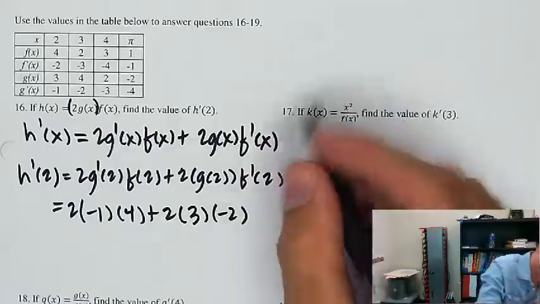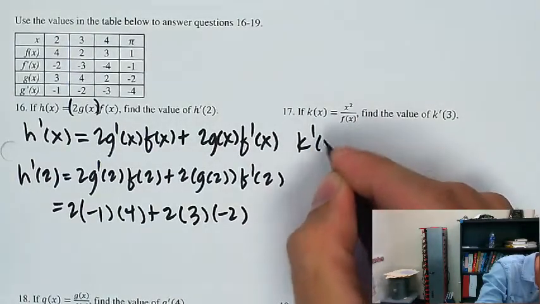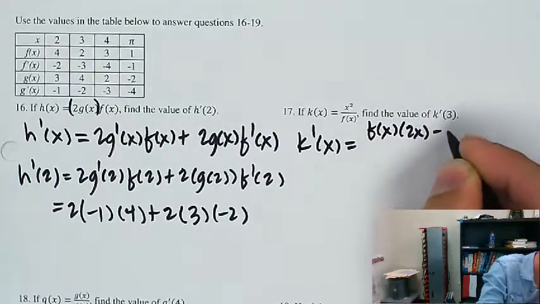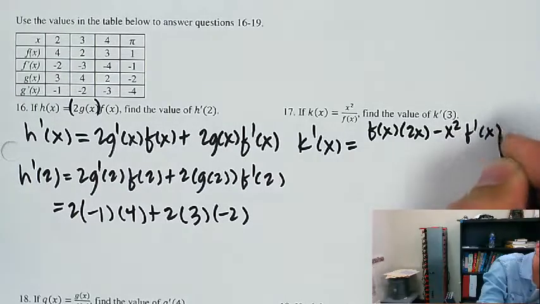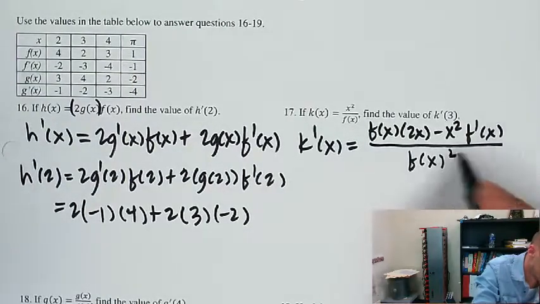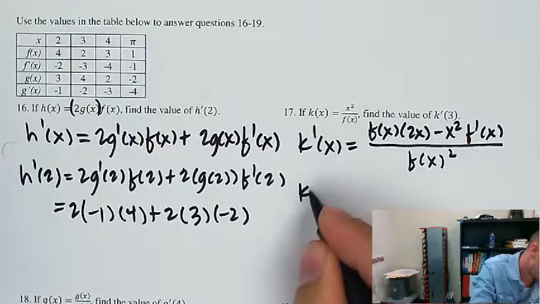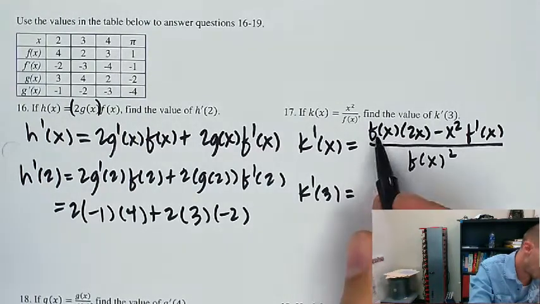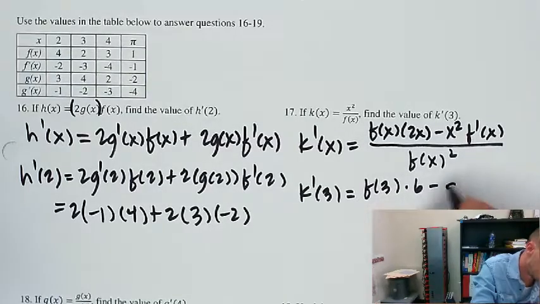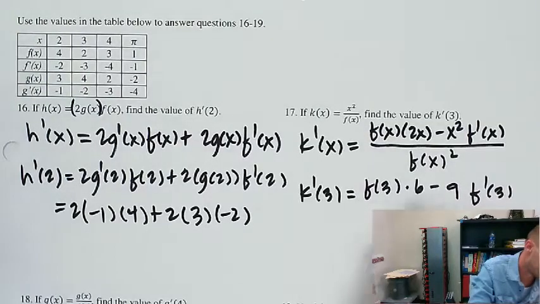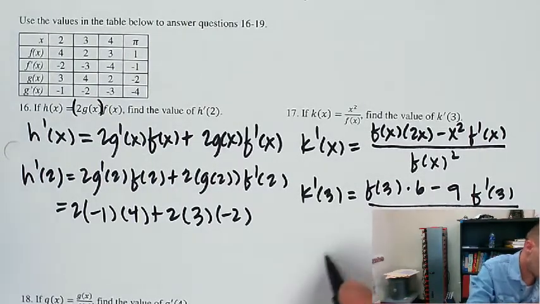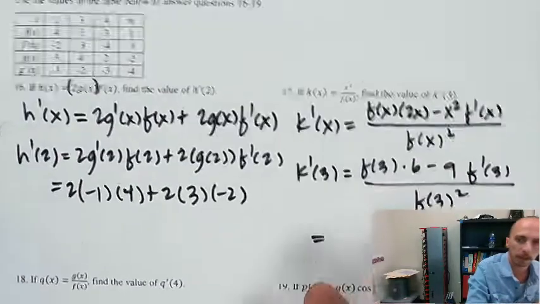All right, quotient rule. Bottom, derivative of top, minus top, derivative of bottom, divide by bottom squared. All right, so k prime of 3 is going to be f of 3 times 6 minus 3 squared is 9 times f prime of 3 divided by f of 3 squared.